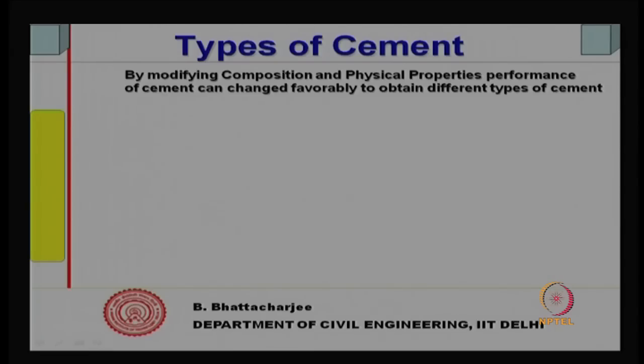We will discuss this from this slide onwards in the next class, that by modifying composition and physical properties, because physical properties means fineness, for example. So, by modifying physical properties and composition of cement, their properties can be changed favorably to obtain various types of cements, and this is what we will discuss in the next class.